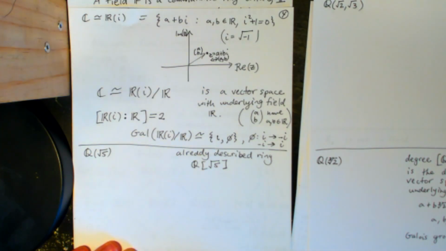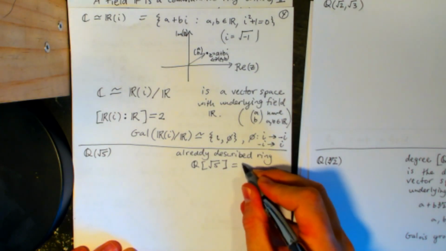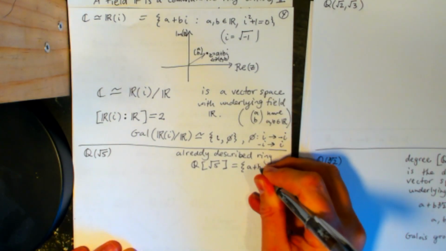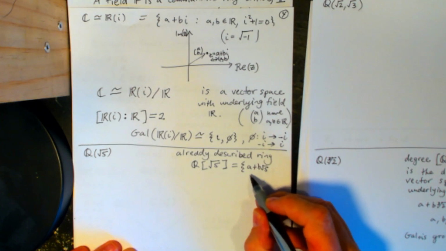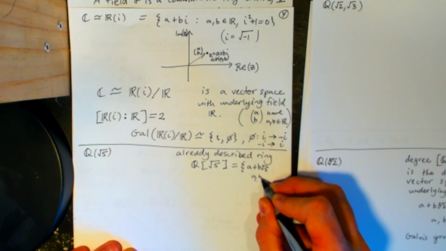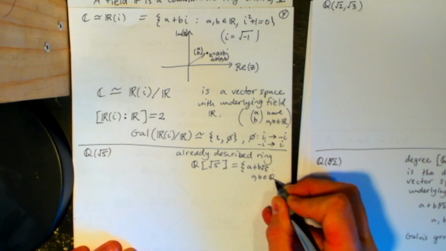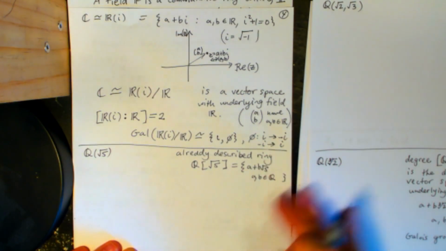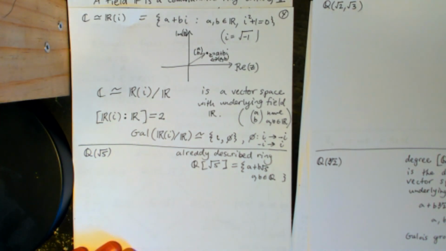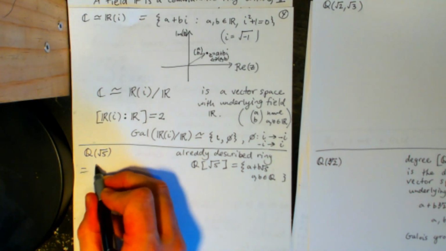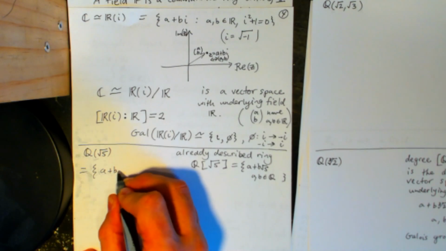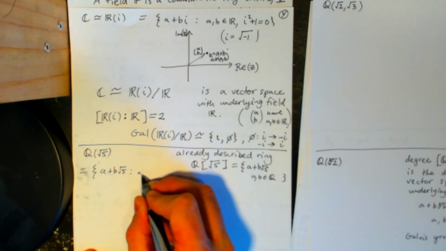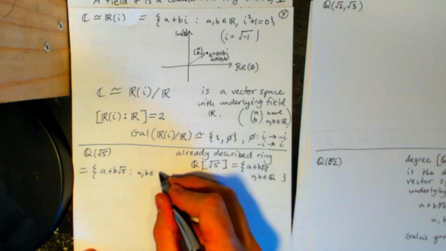Okay, which if you go back and look at my previous video, that consists of the elements a plus b root 5, where a and b belong to the rational numbers. But here we talk about it as a ring. Okay, so we put the square bracket there, but this one is essentially the same thing. It just happens to be a field. So a and b belong to the underlying field Q.